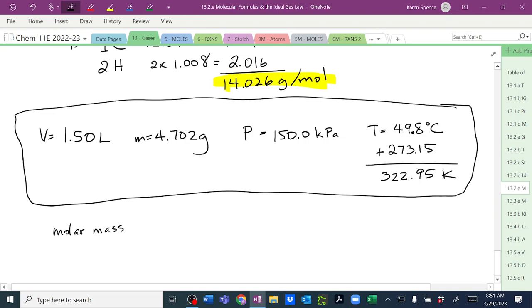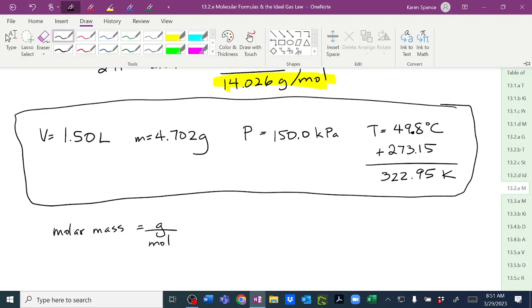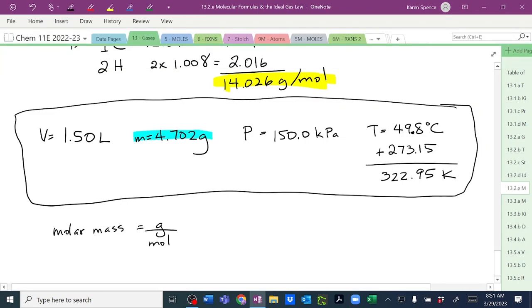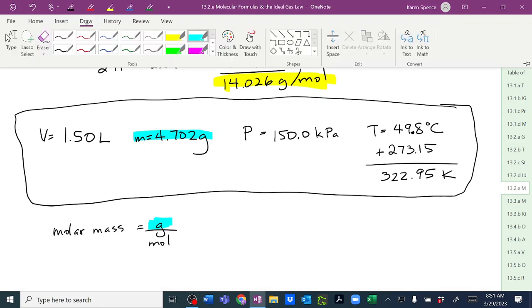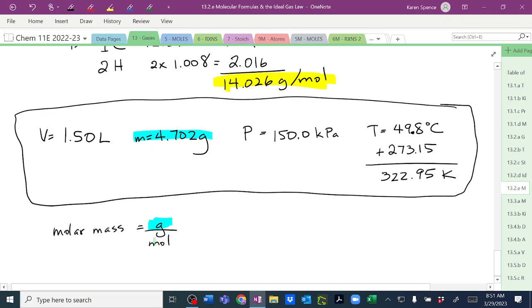What is the unit for molar mass? It's the grams per mole. Do we know the grams? Yes, we do. Okay, so we have our grams that we can put there. Do we know our moles? No, we don't. But if we have volume and pressure and temperature, can we find our moles? Yes, we can. And what would we use?